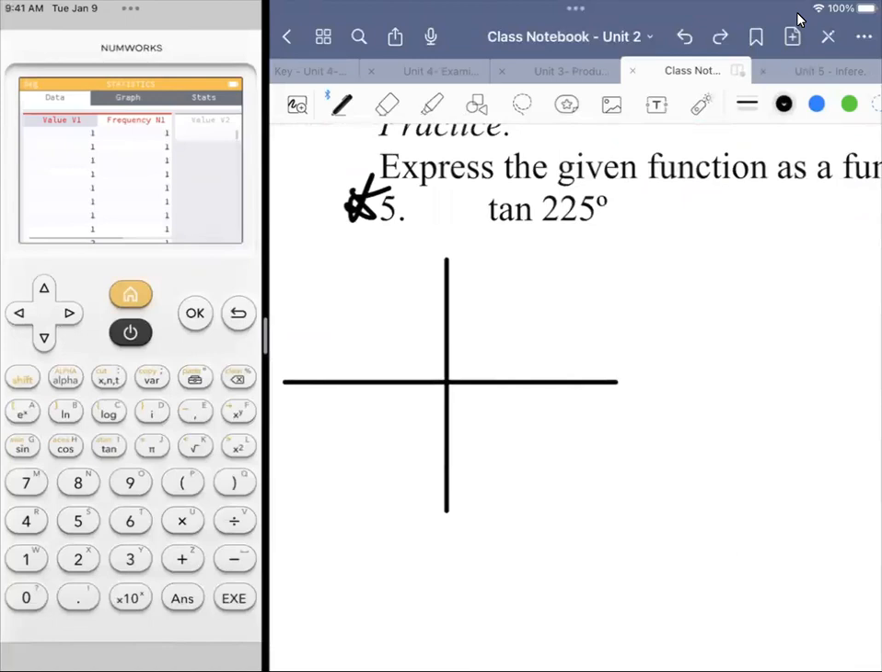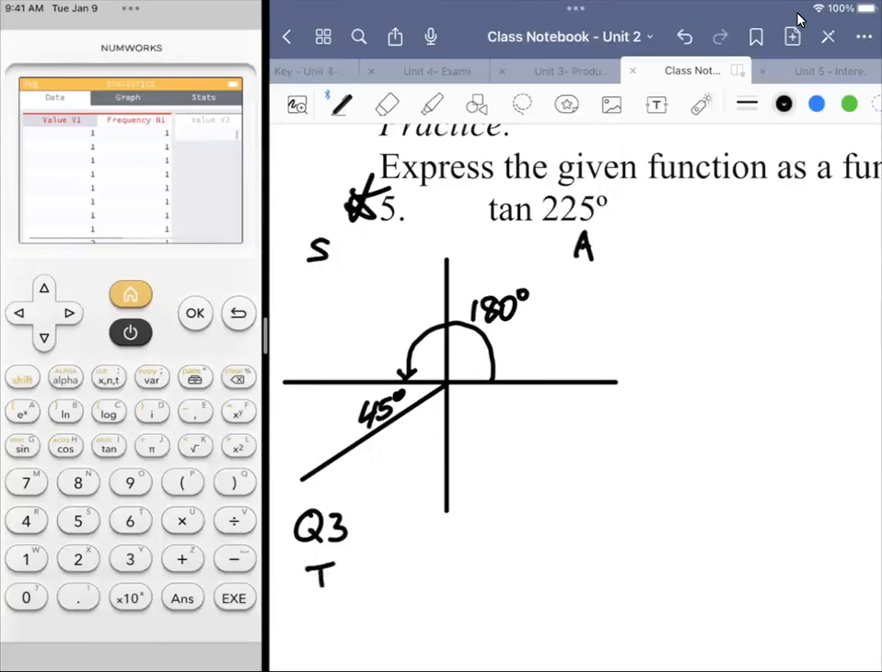All right. So 225 would put you in the third quadrant. All right, that's Q3. By starting at 0 and traveling here, we've gone 180 degrees. To get to 225, I'd need to go 45 more. All right, so it's a 45-degree reference angle in the third quadrant. Now, tangent, based off of ASTC, all right, tangent is positive in the third quadrant. All right. So what that tells me is that tangent of 225 is equivalent to the positive tangent of 45.